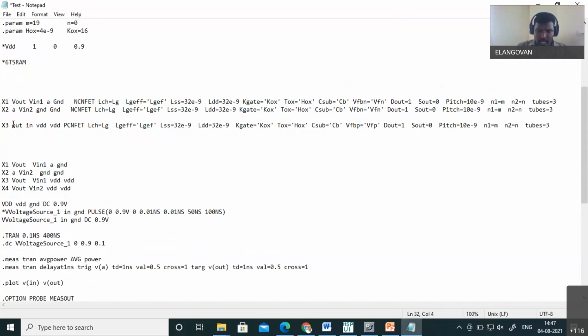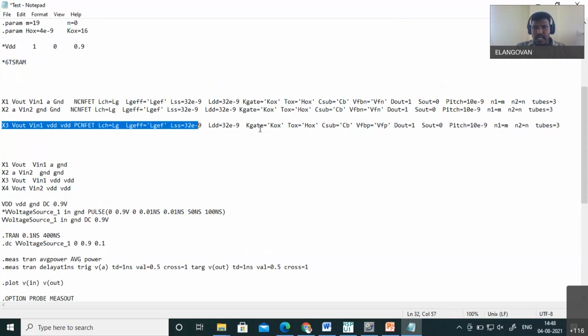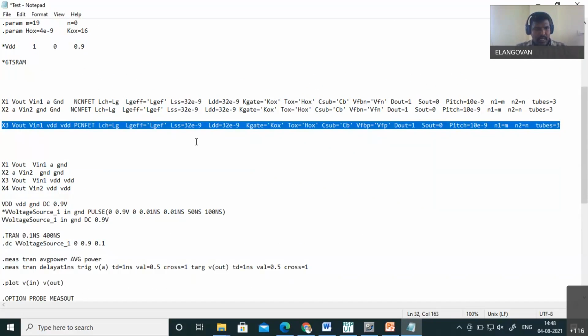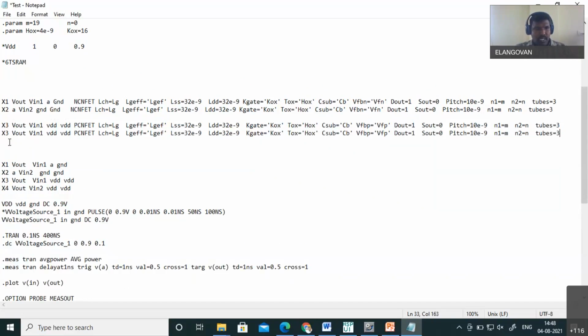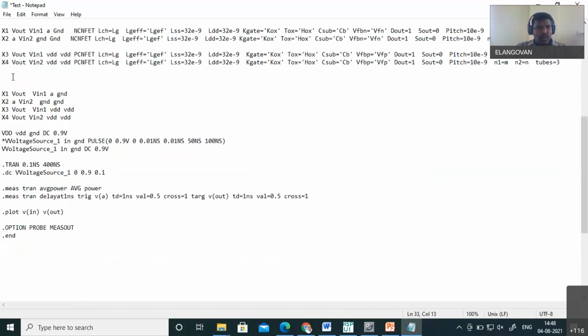So X3: it is V out, V in 1, VDD. Next X4. That is also P MOSFET. So X4: it is V out, V in 2, VDD. So here we have two inputs.